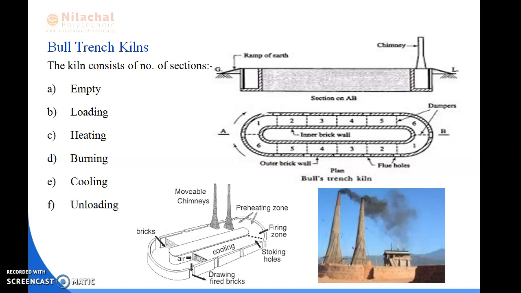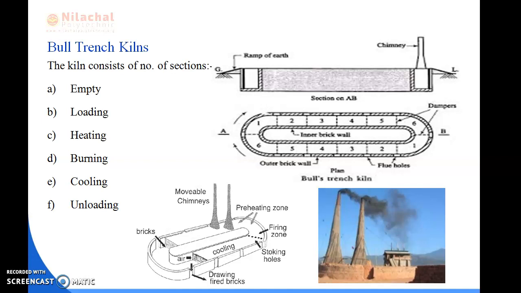The name suggests the kiln is constructed in a trench, excavated in the ground, and it may be fully underground or partially projecting above the ground. Next, the trench is divided into 12 chambers. You can see 6 in the diagram here, that is 12 chambers. The trench is divided into 12 chambers so that two cycles of burning can take place at the same time for the large production of bricks.